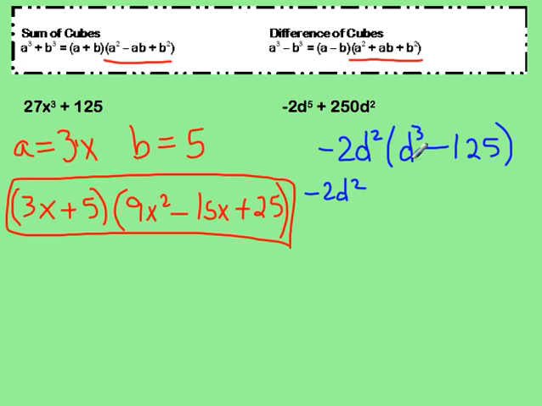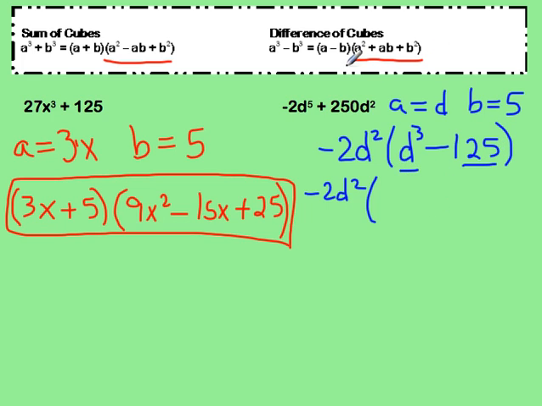Okay? But I do need to figure out what's a and b for these terms. A in this problem would be d. B in this problem, the cube root of 125, would again be 5. The difference with this problem is that we have a minus sign in between here. So I need to use this formula for my difference of cubes for what's in the parentheses here.